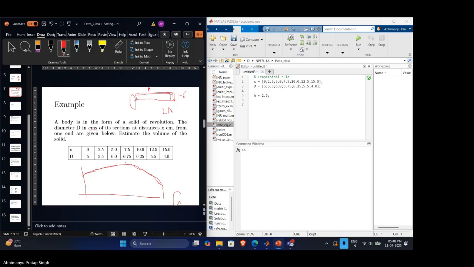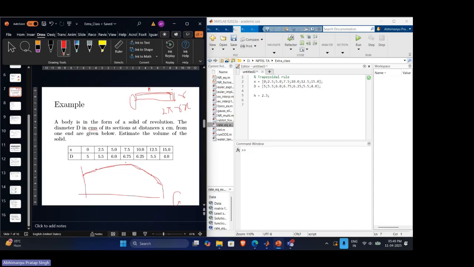2 pi r, and then 2 pi r x, like, is it 2 pi r? How do we do this? 2 pi r dr.